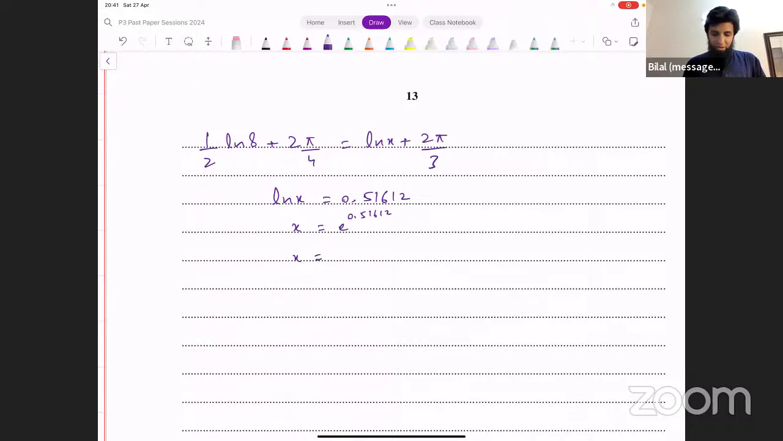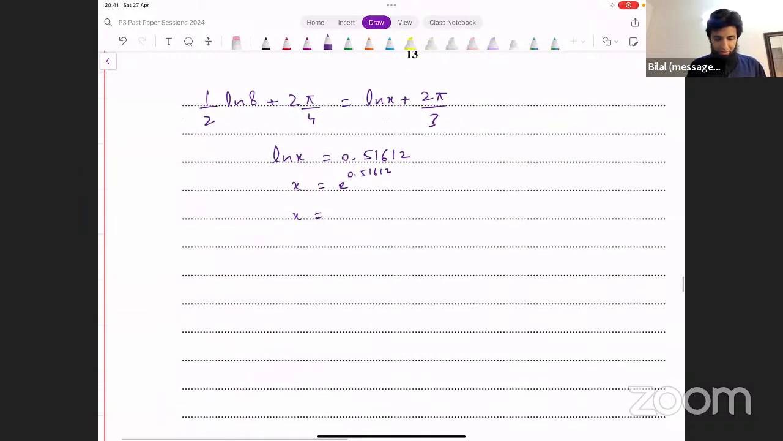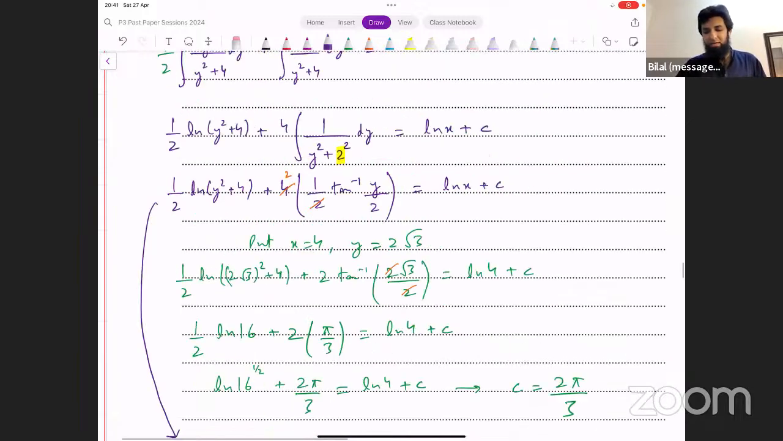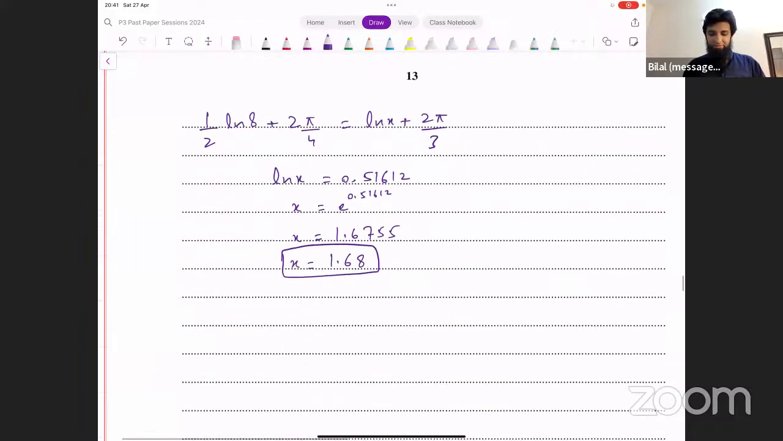E raised to the power answer. And that's giving me 1.6755. If you want to round it off, that'll actually get rounded off to 1.68. And that's the final result. X equals 1.68. That is what we were looking for. Since they did not want an exact answer, we can just write decimals there, and that's okay. X equals 1.68.